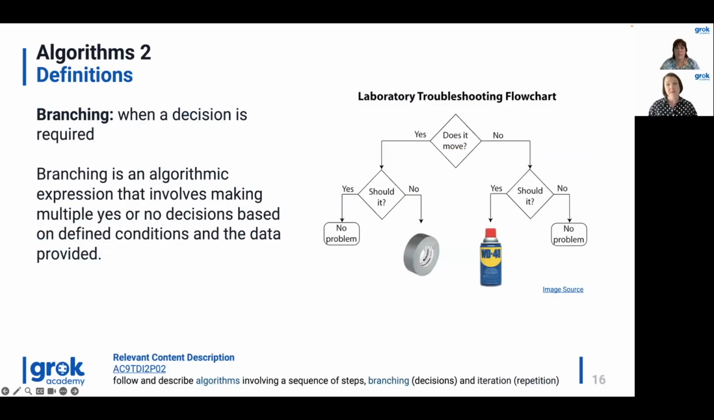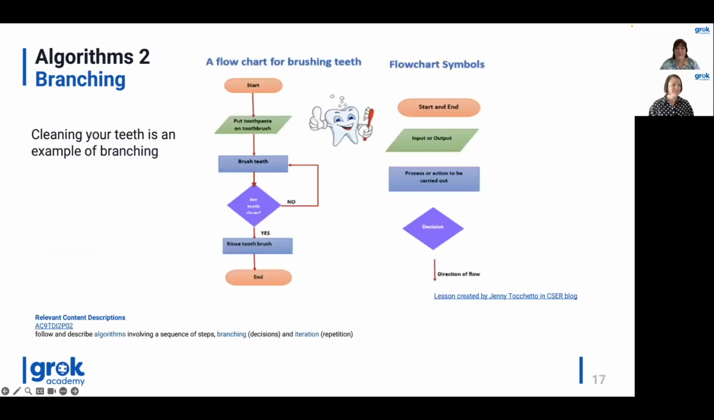Branching is part of the Year 1 and 2 achievement standard. Branching, by definition, is when a decision is required. Branching is an algorithmic expression that involves making multiple yes or no decisions based on defined conditions and the data provided. Here we have an example for you, a very helpful graphic to determine if you need to use masking tape or WD-40 to troubleshoot some problems.